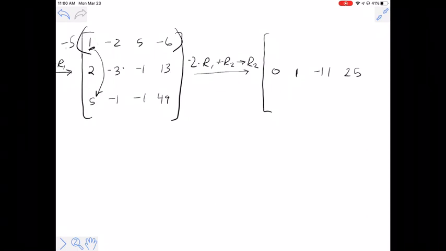So what I need to do now, and since it's affecting an entirely different row, this operation affected row 2, I'm going to describe one that's going to affect row 3. So I can use this space down here to describe a new row operation. I'm going to do -5 times row 1 now, and add that to row 3, and that's going to become a new row 3.